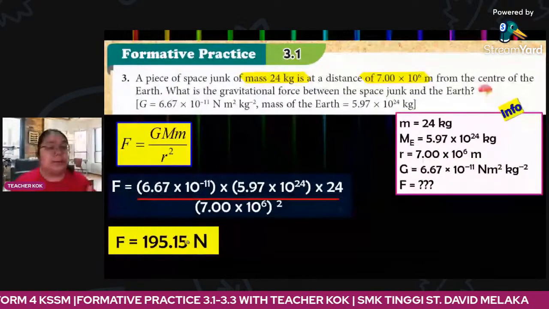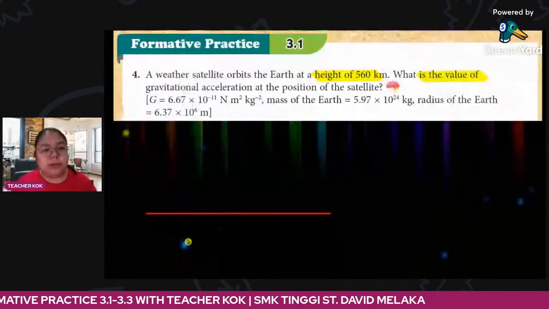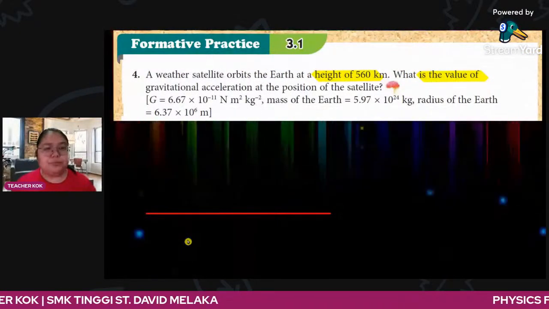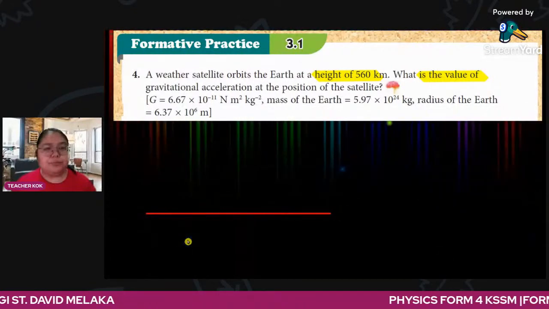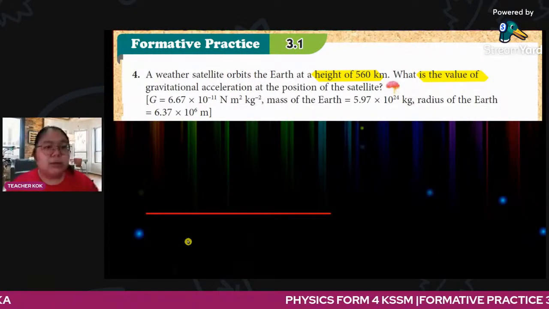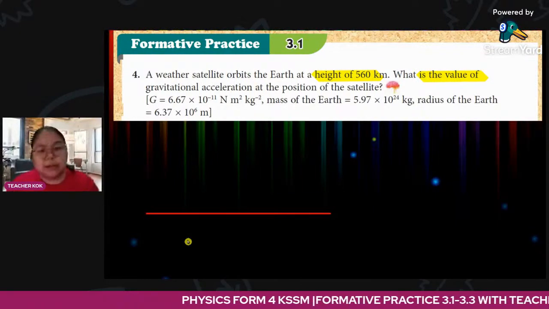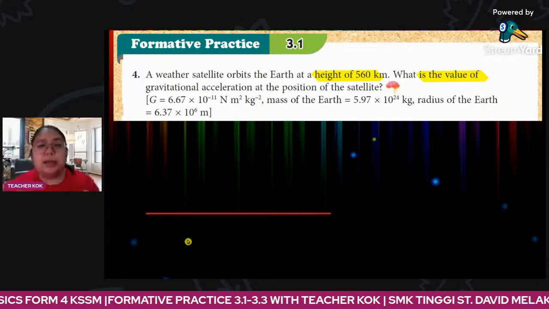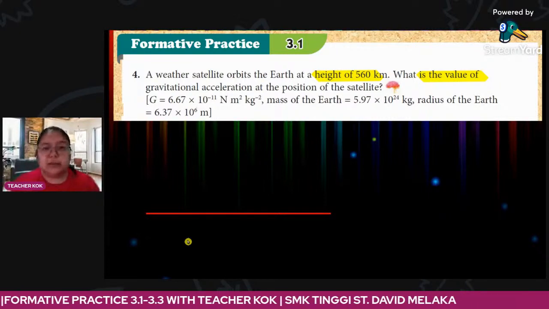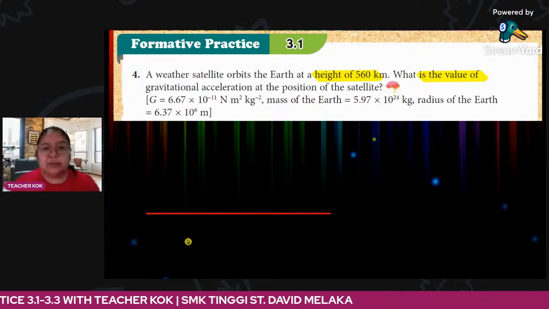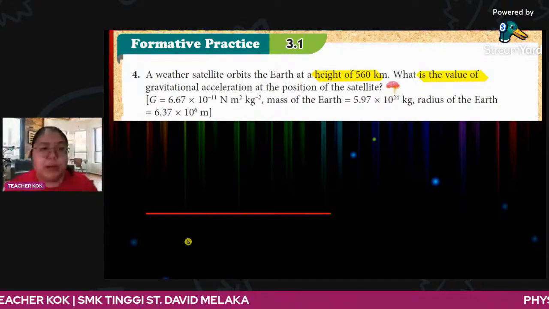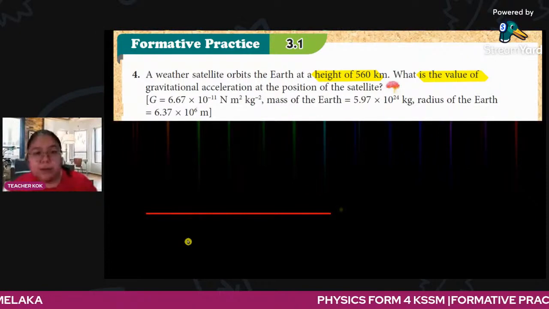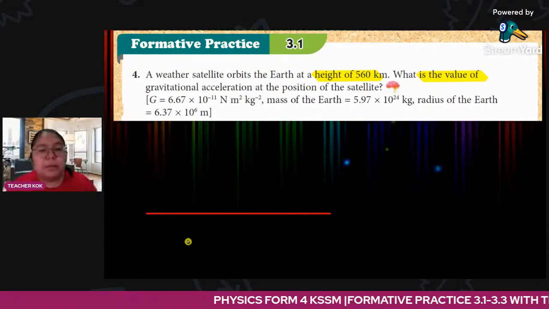Now we go through to the next part, number 4. Number 4 is about the weather satellite. The weather satellite orbits the Earth, and the height is 560 kilometer. Now they give one extra piece of info you need to know. Satellite means it is a bit far from the Earth. So that means you need to do one extra procedure.